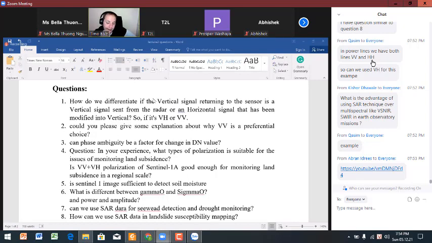Is a Sentinel-1 image sufficient to detect soil moisture? That depends what you mean with sufficient. We can detect differences in soil moisture with Sentinel-1, but is it sufficient? That depends on what you want, how precisely you want to detect it, and so on. For many soil moisture applications, they use passive microwave remote sensing data very commonly, I think, because it's a little bit more suitable if you are interested in soil moisture.